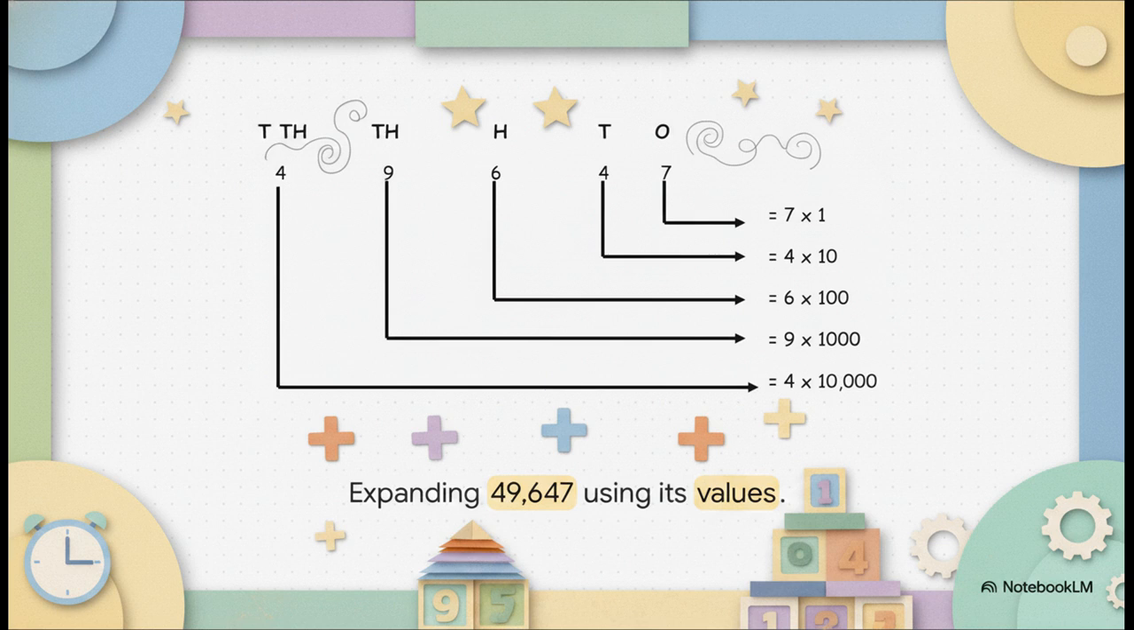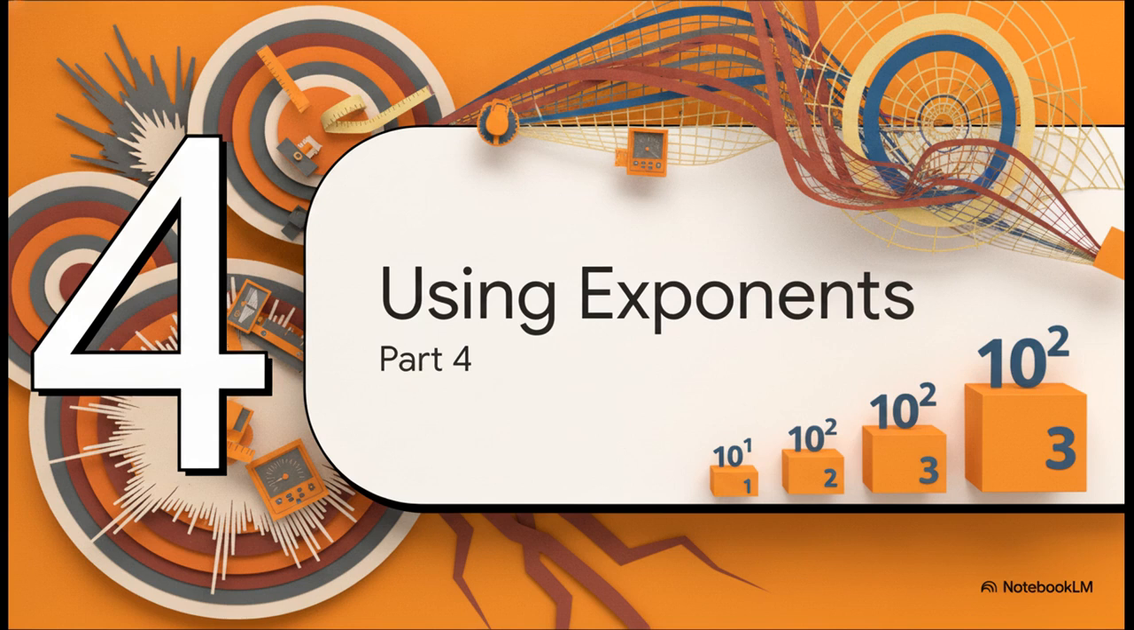So the 4 is pulled down as 4 times 10,000. The 9 becomes 9 times 1,000. The 6 is 6 times 100. The 4 is 4 times 10. And finally, the 7 is 7 times 1. When you write all of those out with plus signs in between them, boom, you have successfully written the number in expanded form using values. Excellent work so far. Now, are you ready to truly level up?